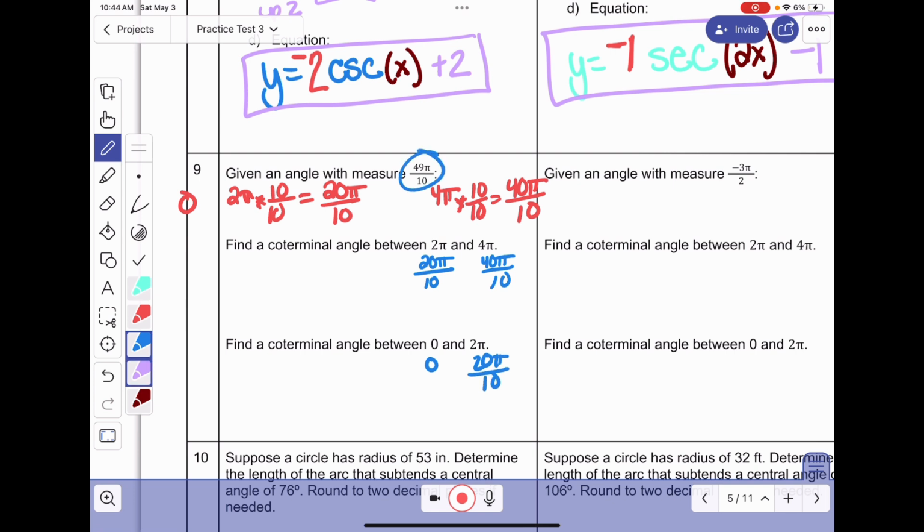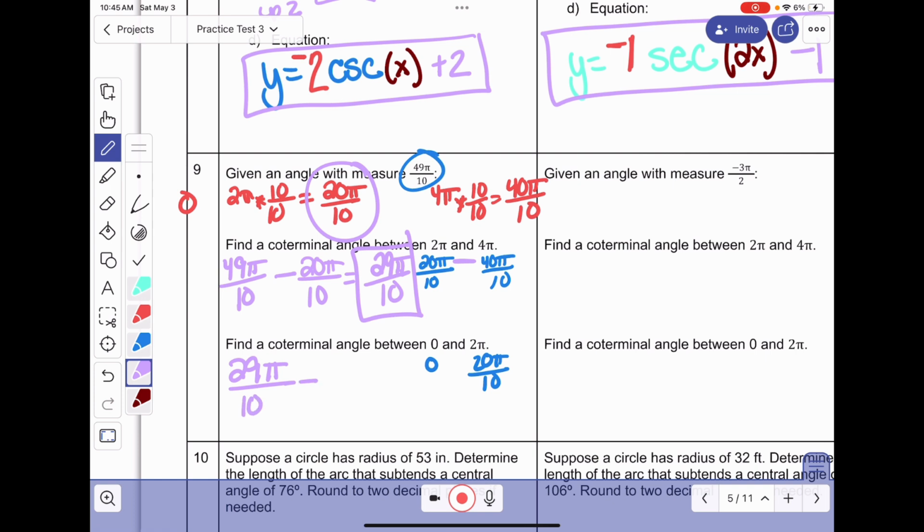49 is greater, so we're going to start with 49 pi over 10. And then to get coterminal, we have to subtract 2 pi. So I'm going to subtract 20 pi over 10. 49 minus 20 is 29. And 29 is between 20 and 40, so it works. Then 29 is not between 0 and 20, so we just do that again. So we take 29 pi over 10 and subtract 20 pi over 10, and we get 9 pi over 10. 9 is between 0 and 20, so we can stop there.